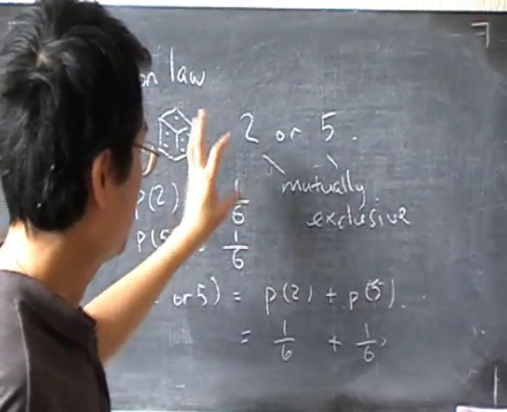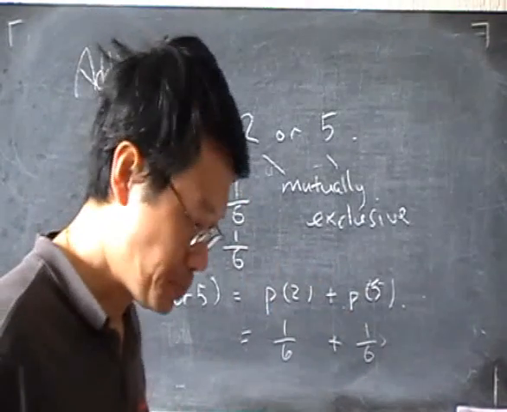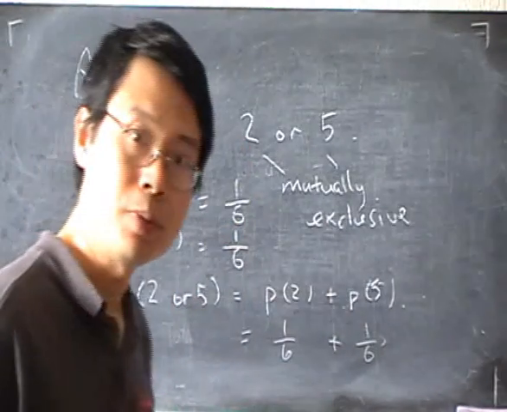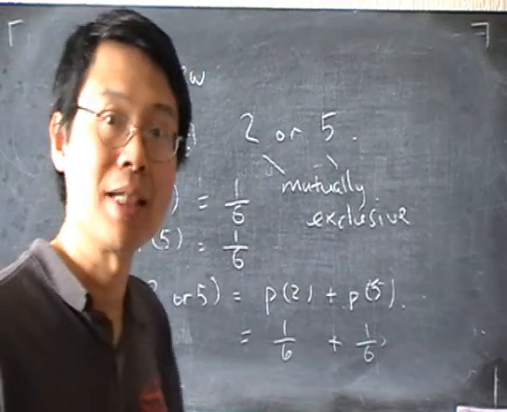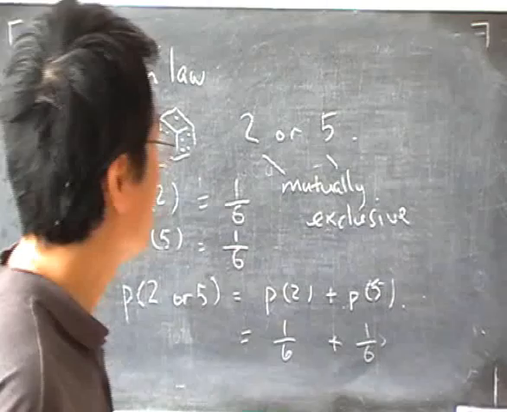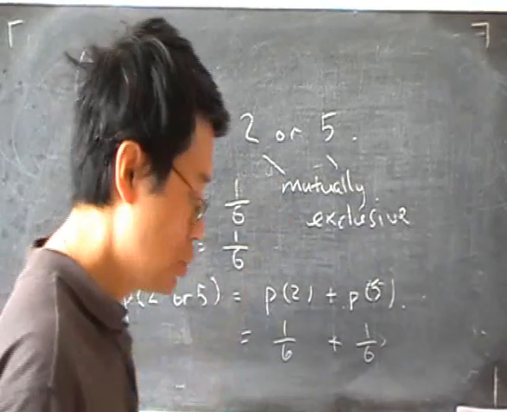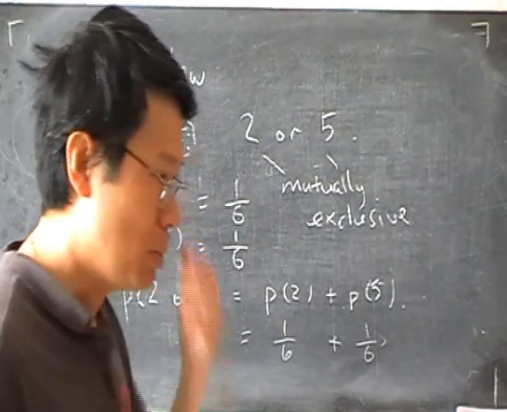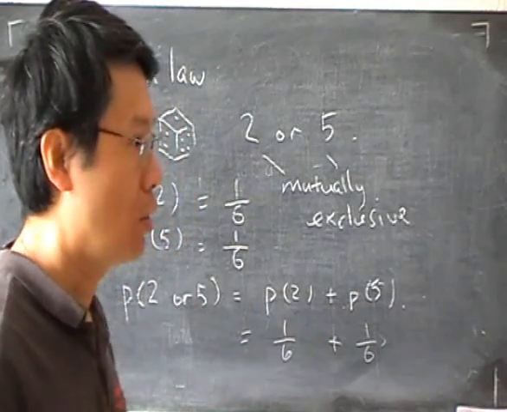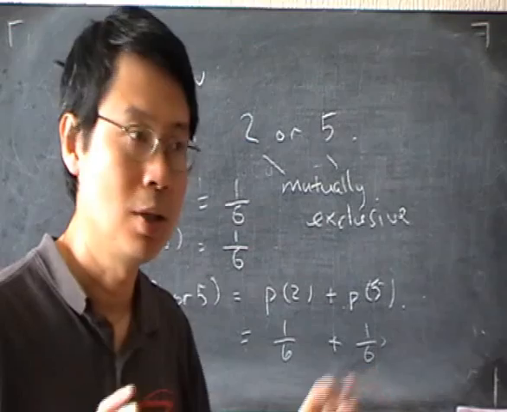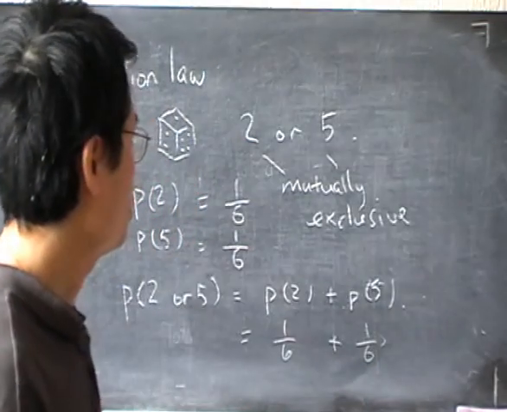So in this case, it's quite obvious. If you toss a die and you get a 2, then it's definitely not a 5. You can't have a 5 happening at the same time as a 2 when you toss a die. So we call this mutually exclusive. Now we might want to think of an example of two events that are not mutually exclusive.